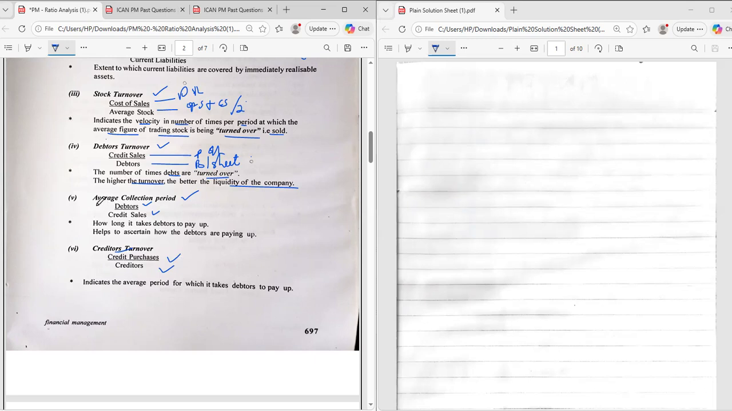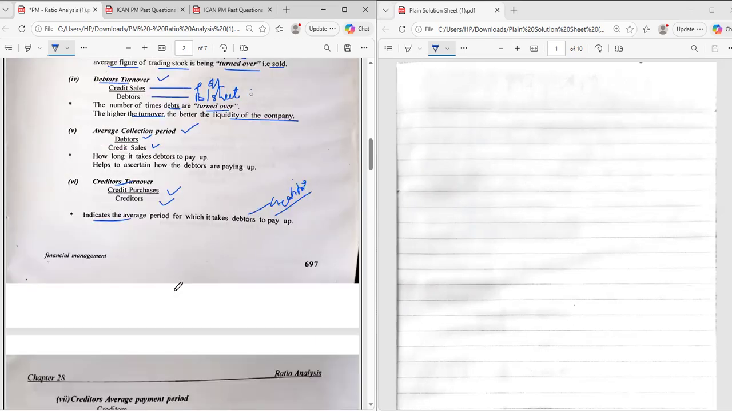So the opposite of average collection period for debtors is creditors turnover. This indicates the average period for which it takes debtors to pay. This should be creditors, don't mind them. I'll write to the owner of this book to change this thing. So the opposite of debtors turnover is the creditors turnover. That's what I was trying to say.